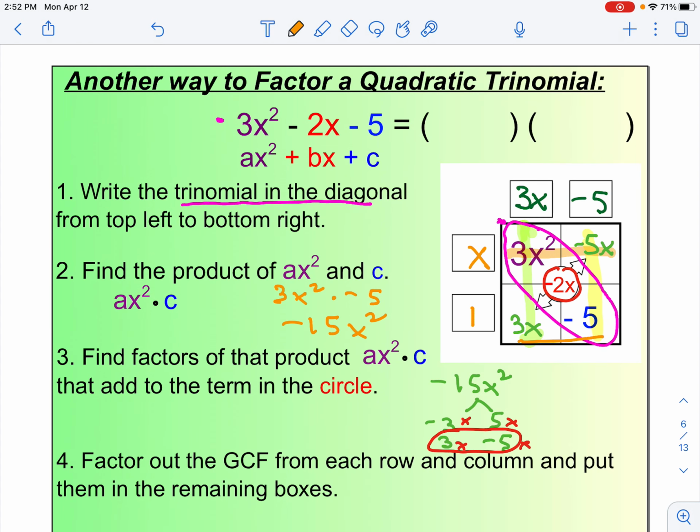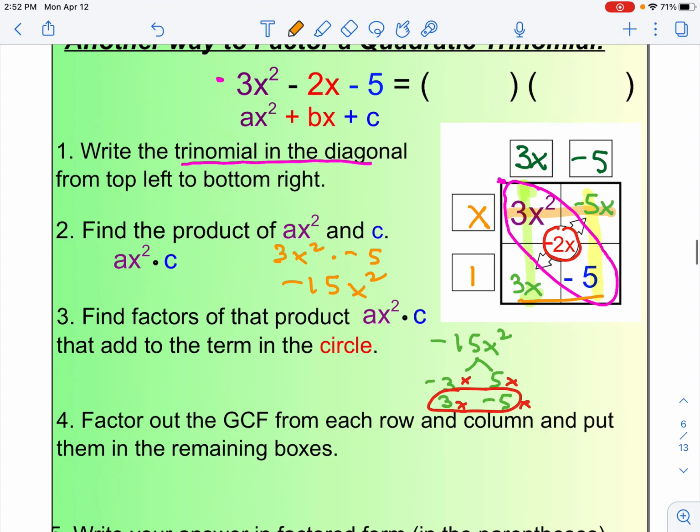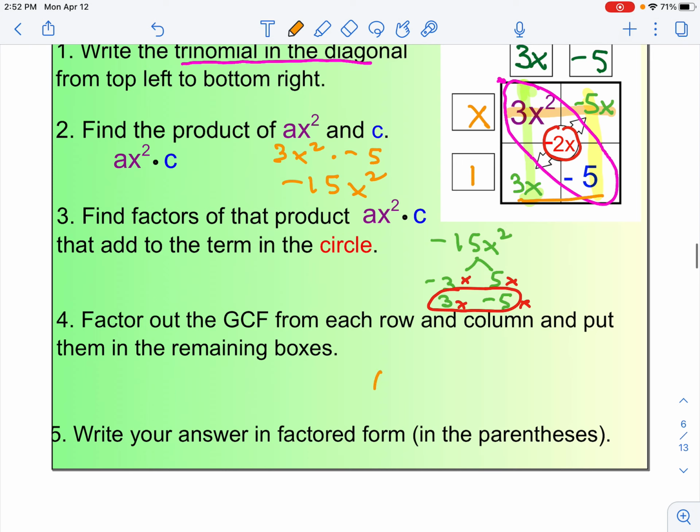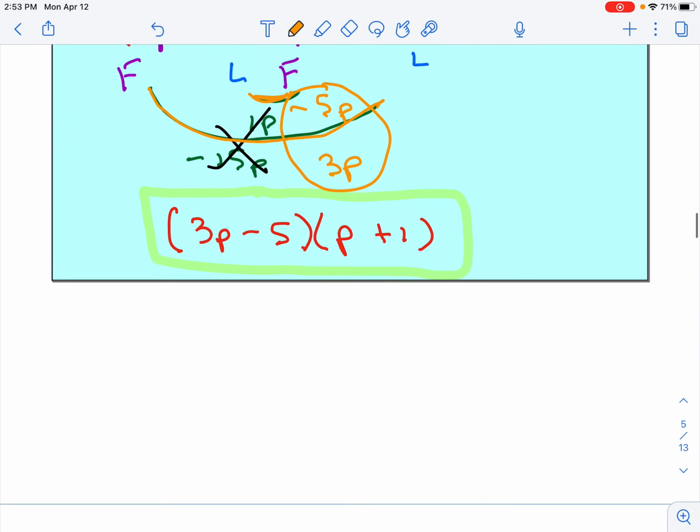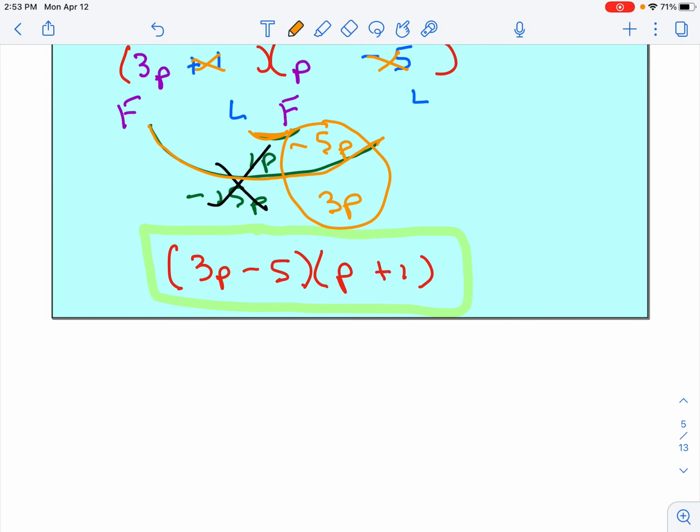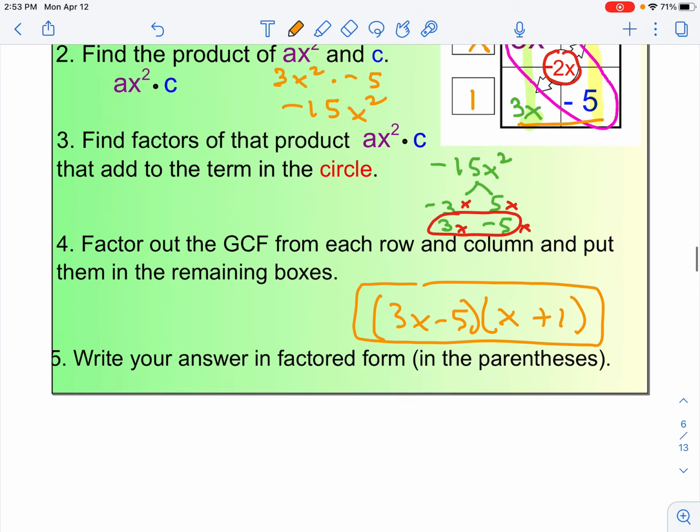So now we just take those and write it inside the parentheses. So we would write them as 3x minus 5 and x plus 1. So if you go back, this was the same question we did on the previous example of guess and check, and you can see that it's the same except the variables.